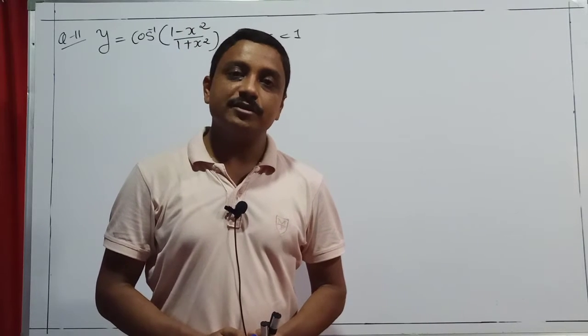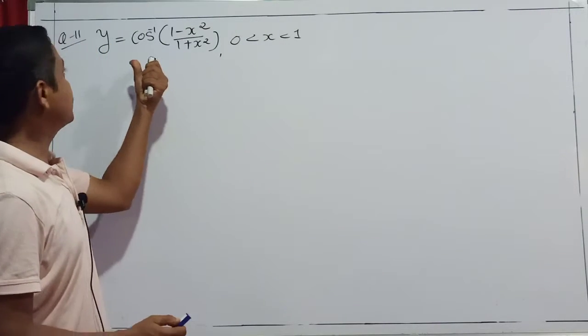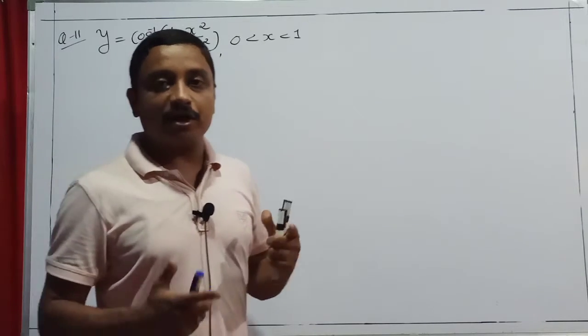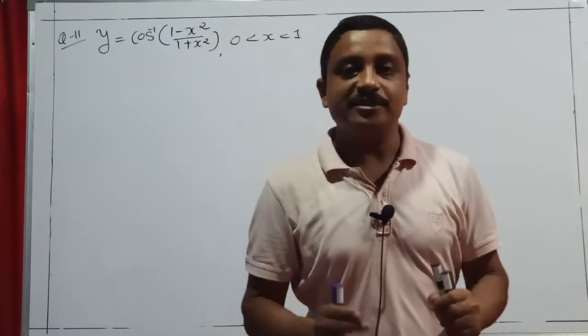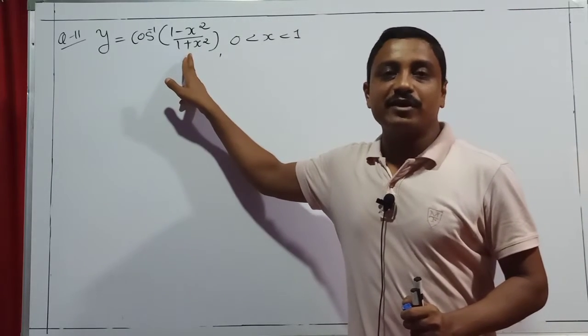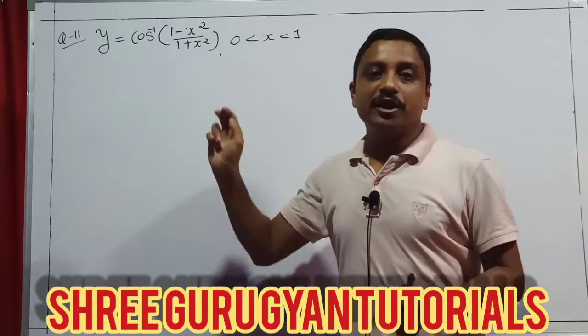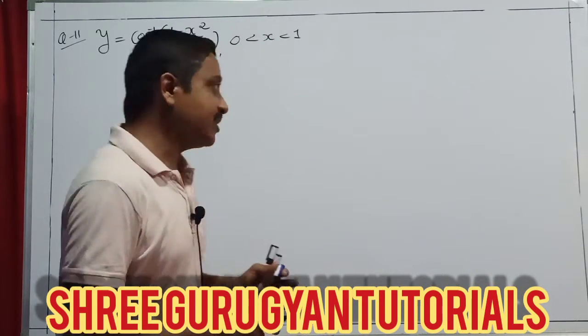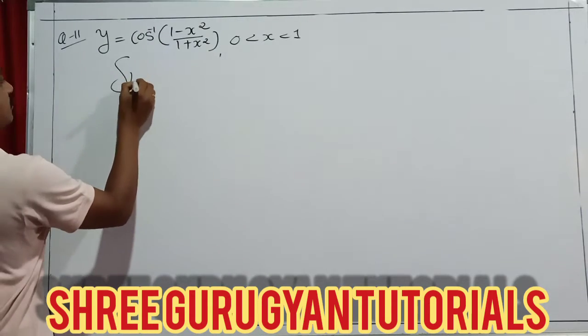Continuing, students, the same as I go to the next question, y is equal to cos inverse of (1 minus x square) upon (1 plus x square), and the condition given is 0 less than x less than 1. Students, I think you know that (1 minus x square) upon (1 plus x square) is the cos 2 theta formula, if you substitute x equal to tan theta. So I will start the sum.